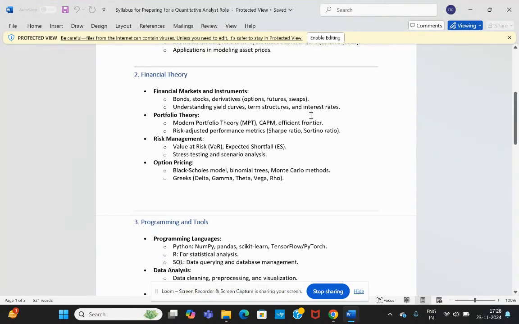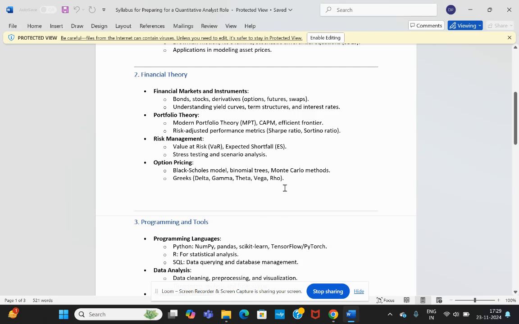Then we will move to the next topic, that is portfolio theory. In portfolio theory, I will teach you modern portfolio theory, the capital asset pricing model, and the efficient frontier. I will give you these in detail, with their elements and mathematical concepts, and we will take some examples and solutions with the help of Python and Excel. We learn this, and then we will move to the risk-adjusted performance metrics, the Sharpe ratio and the Sortino ratio.